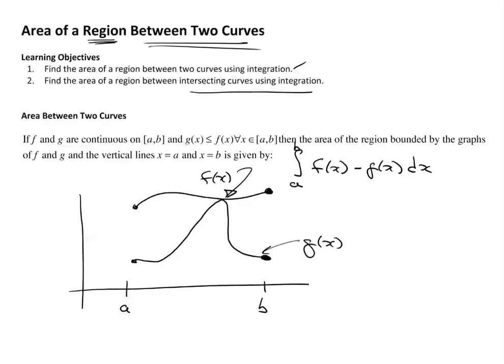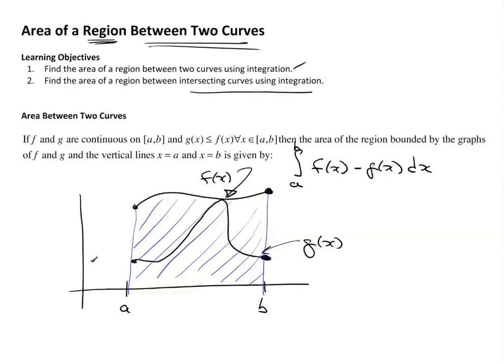Now, if I simply integrate from a to b of f of x dx, what I'm going to get is this entire area underneath f of x, which is what you would expect. That's exactly what would happen if I just said, hey, integrate this function from a to b. But what I'm really interested in is just the area between f and g. So what I really want is just this area right here.